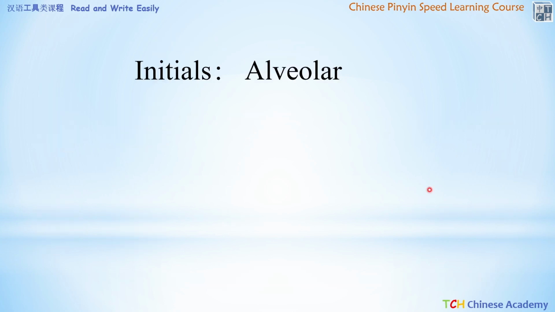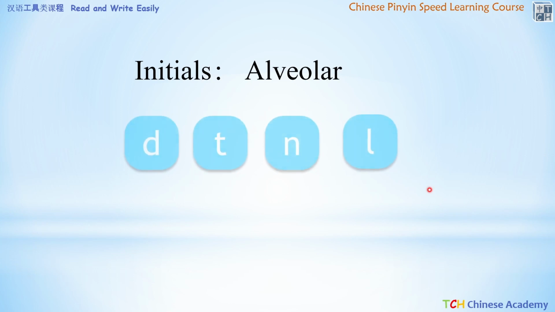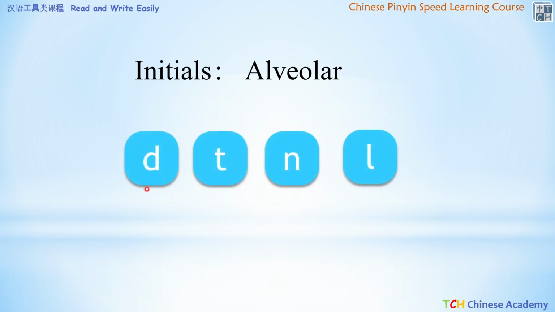Now let's try the four alveolar initials. D, T, N, L. D, T, N, L.